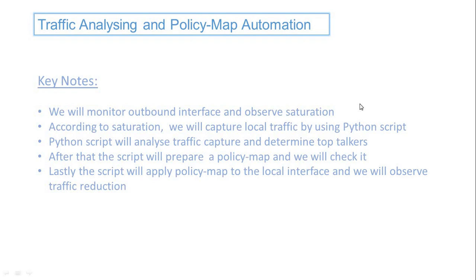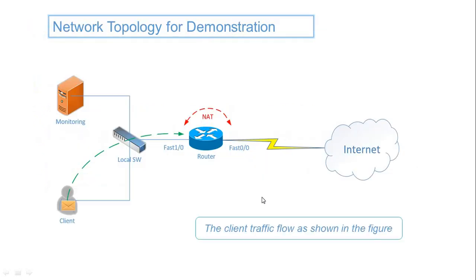Last part, the script will apply a policy map to the local interface and we will observe the traffic reduction on STG at the same time. Let's continue with the network topology. Here is the topology for our demonstration.